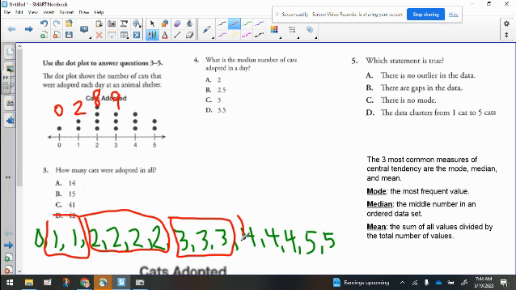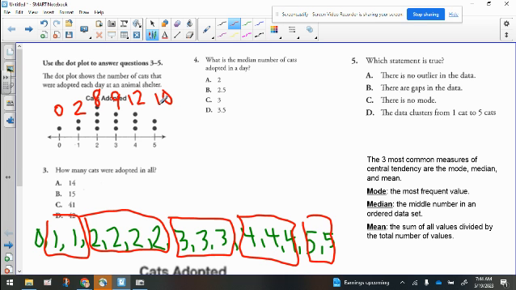And what's the sum of all these numbers? It would be the same thing as taking 4 plus 4 plus 4, which is the same thing as multiplying 4 times 3, which would be 12. And then the sum of these two numbers would obviously be 10. So if you add up all these numbers, you will get the number of cats that were adopted.